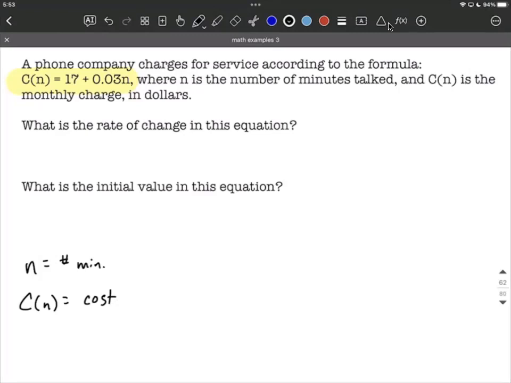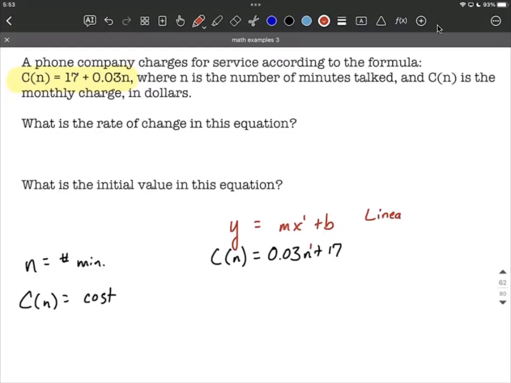When we look at this function, I'm going to rearrange it. I'm going to think of this as C of n equals, flip-flopping our two terms, 0.03n plus 17. Why I'm doing that is because I like to think about these as linear equations or linear functions, where we think y equals mx plus b. x is normally our variable, raised to the first power. Our real variable in this function is n, raised to the first power. That tells us this is linear when our variable is only raised to the first power.